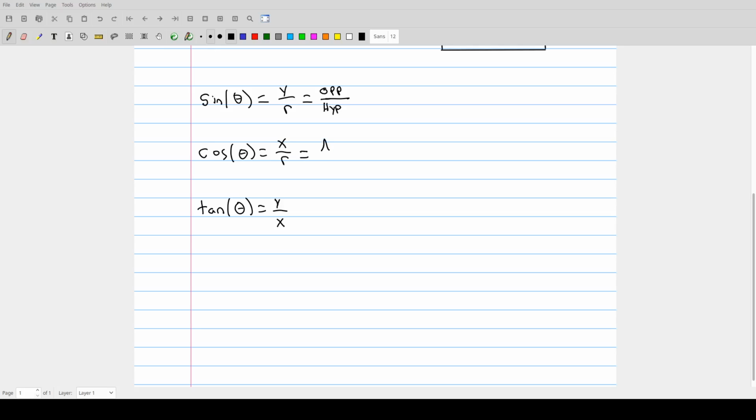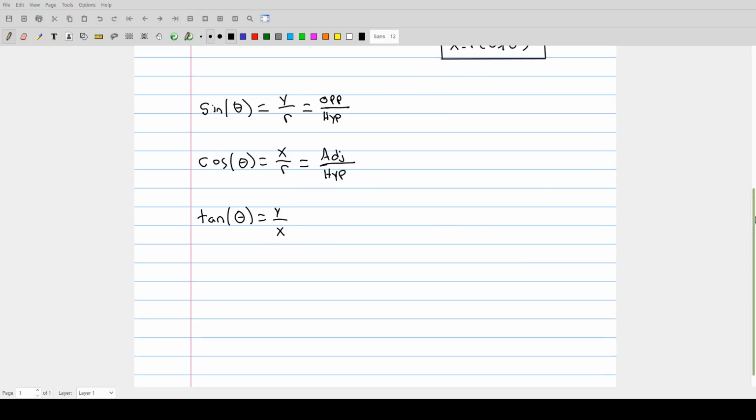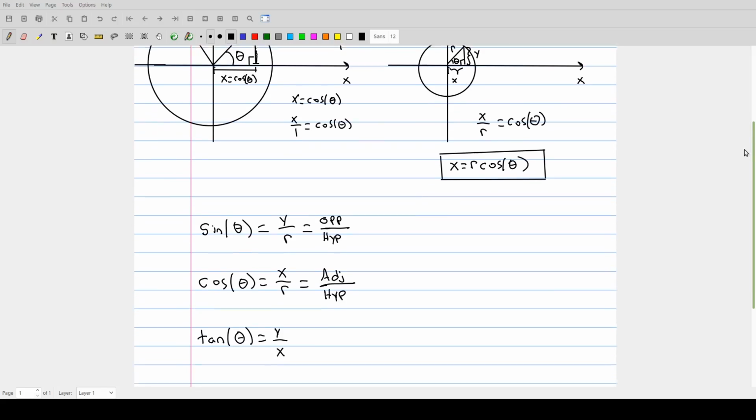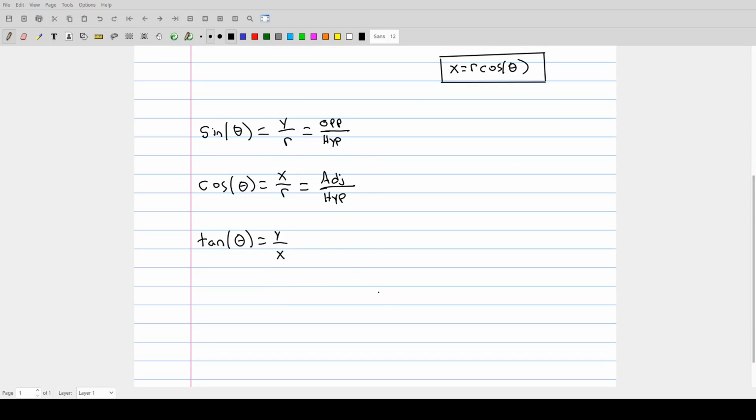Cosine of theta is sometimes called, we say that it's the adjacent edge over the hypotenuse. For the exact same reason, the adjacent edge of this triangle is x right here. It's the edge adjacent to the angle theta, divided by the hypotenuse r. And then tan of theta is y over x, or the opposite edge over the adjacent edge.